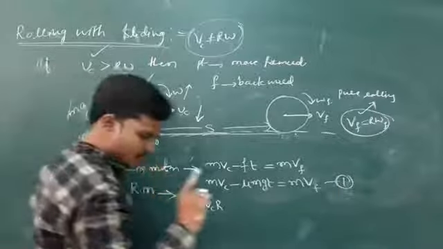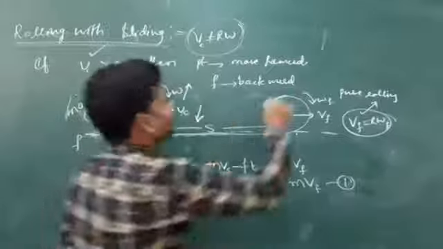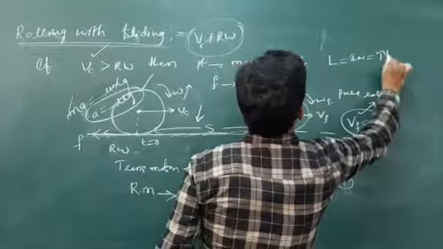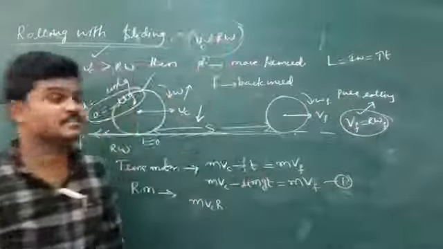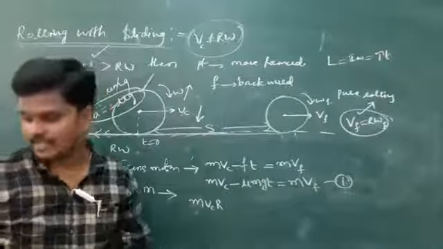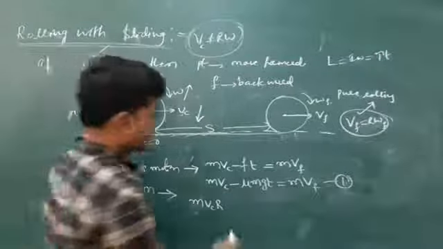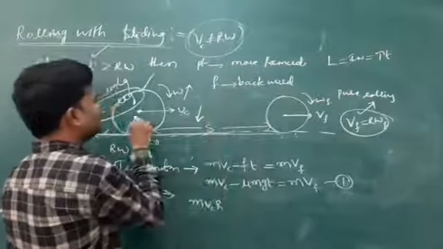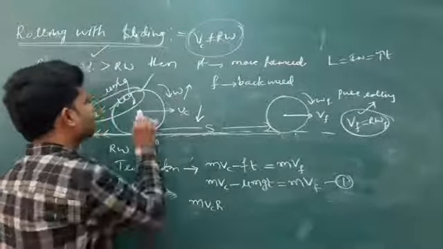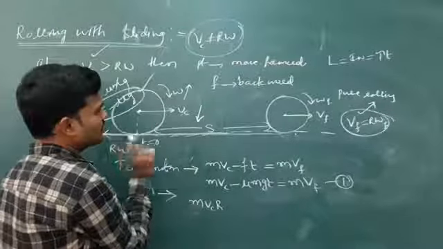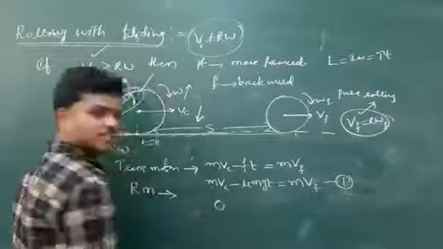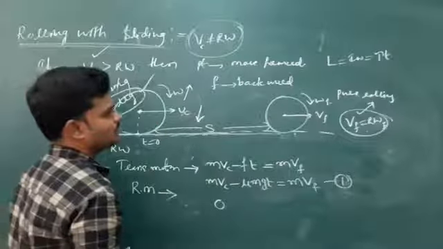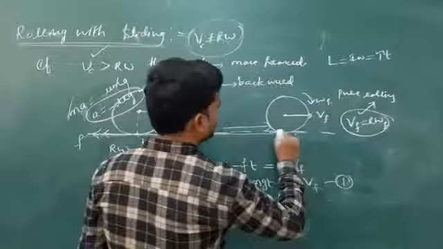So angular impulse is nothing but tau into t. Angular impulse means L is equal to I omega, which is also equivalent to tau t. Force into time is the linear impulse. Tau into t is the angular impulse. So we can write mvc; it is only translatory motion at time t is equal to 0. There is no angular momentum. At the end there will be a rotational motion, but here pure rolling will start.